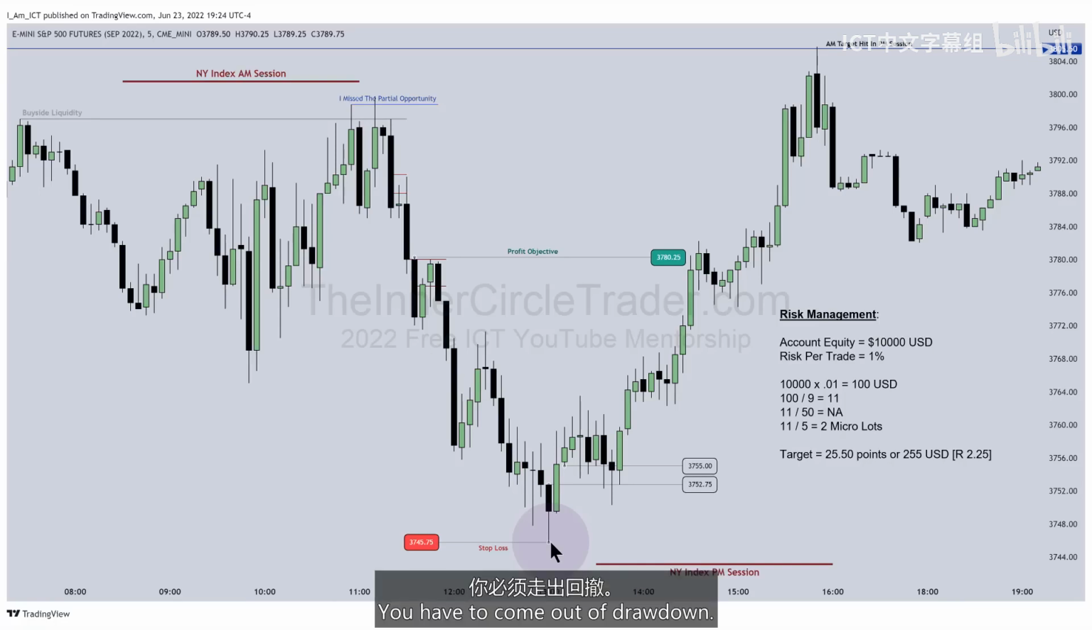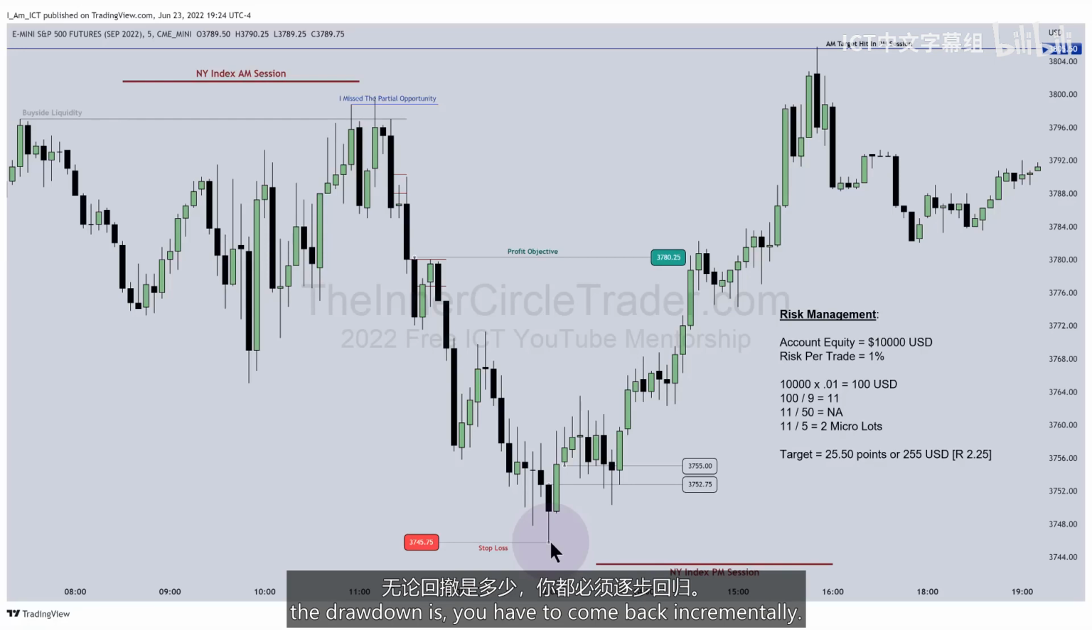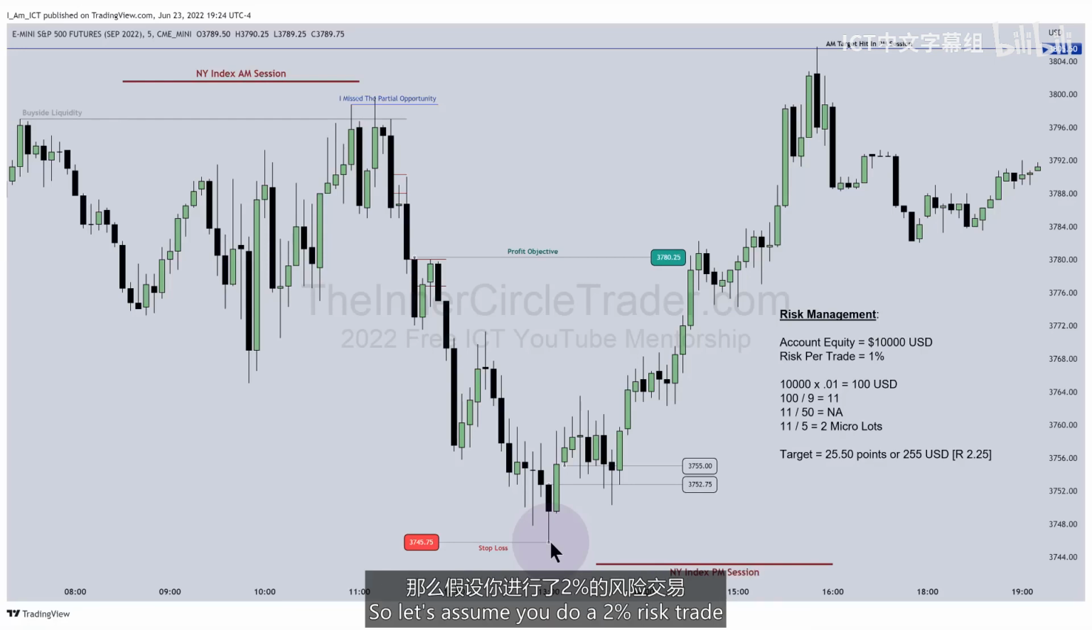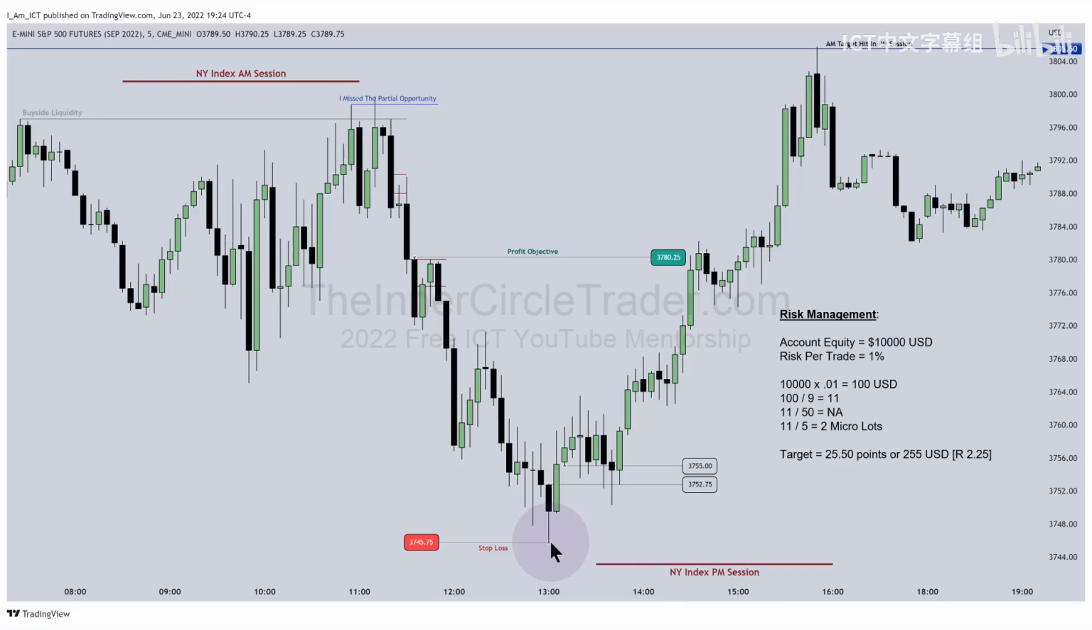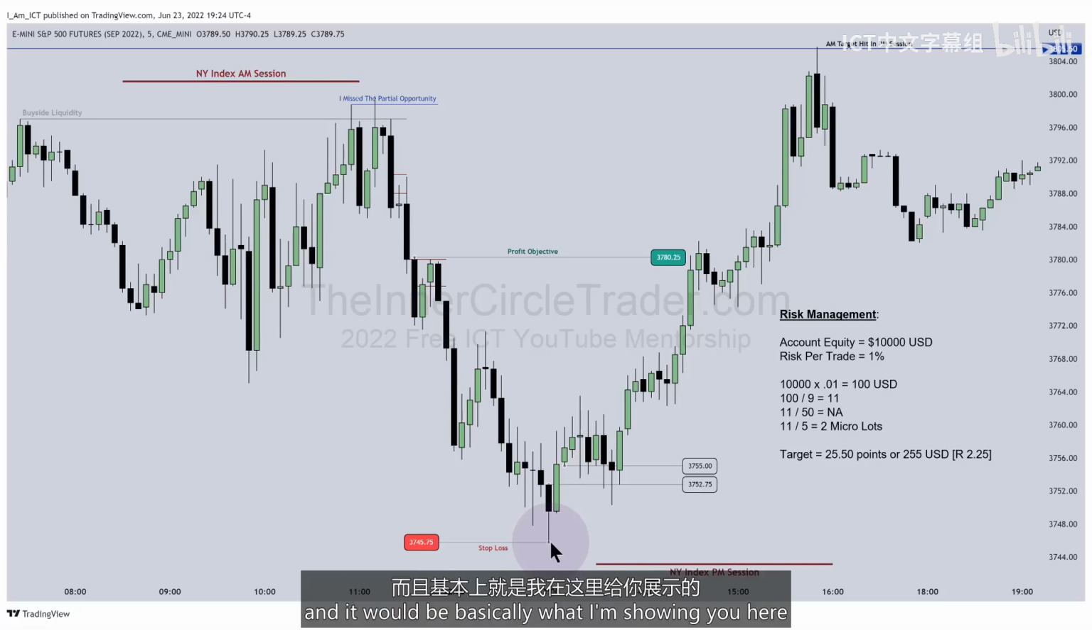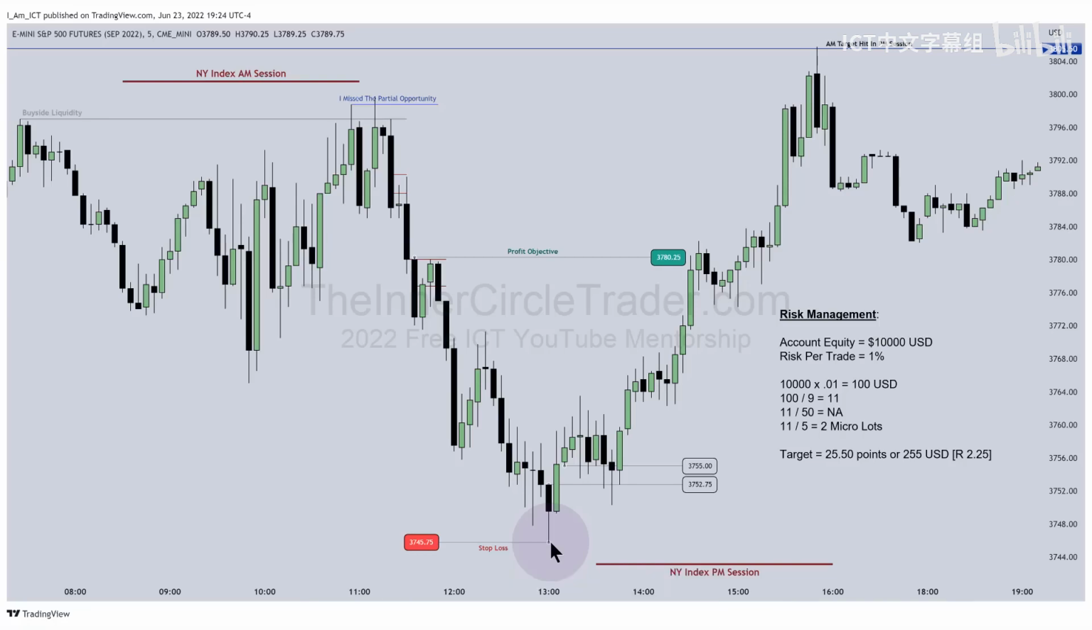You have to come out of drawdown. No matter what the drawdown is, you have to come back incrementally. So let's assume you do a 2% risk trade and you lose the full 2%. Your next trade, you could only risk 1%, and it would be basically what I'm showing you here with one contract or one limit order.